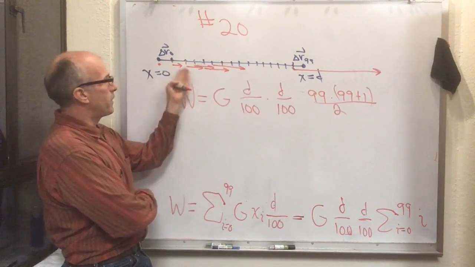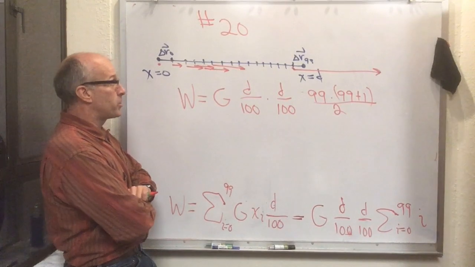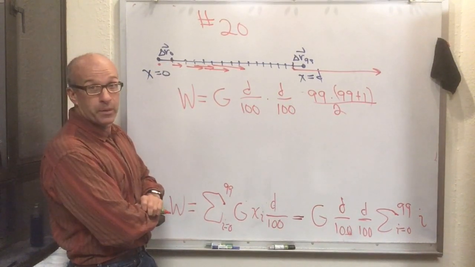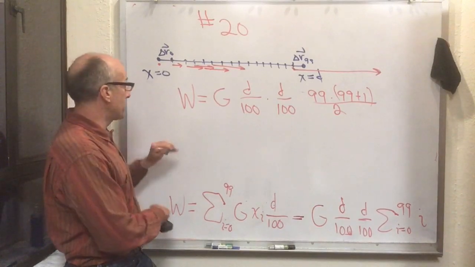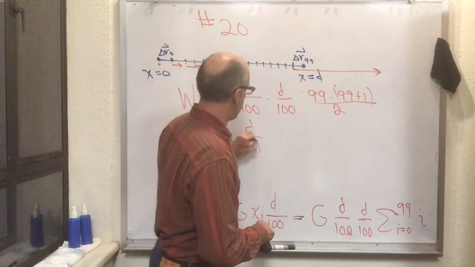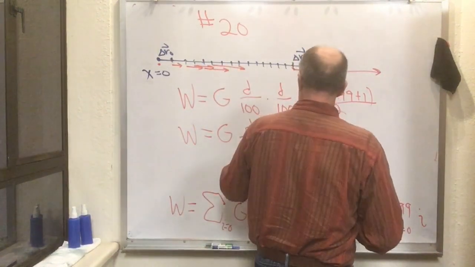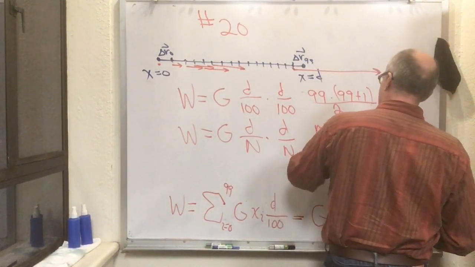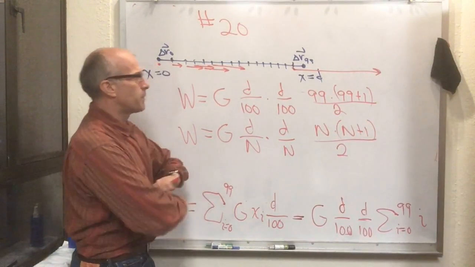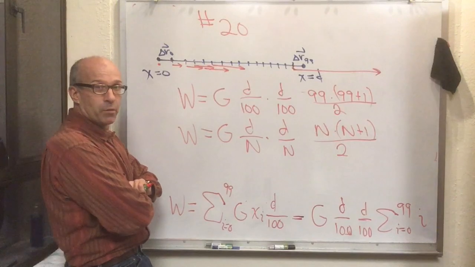Now, of course, I made this very explicit and easy to understand by choosing to break this up into 100 segments, but I could have broken this up into capital N segments, in which case the work would have been g times d over N times d over N times N plus 1 over 2. Now, if you take the limit that N goes to infinity, this thing simplifies a lot.